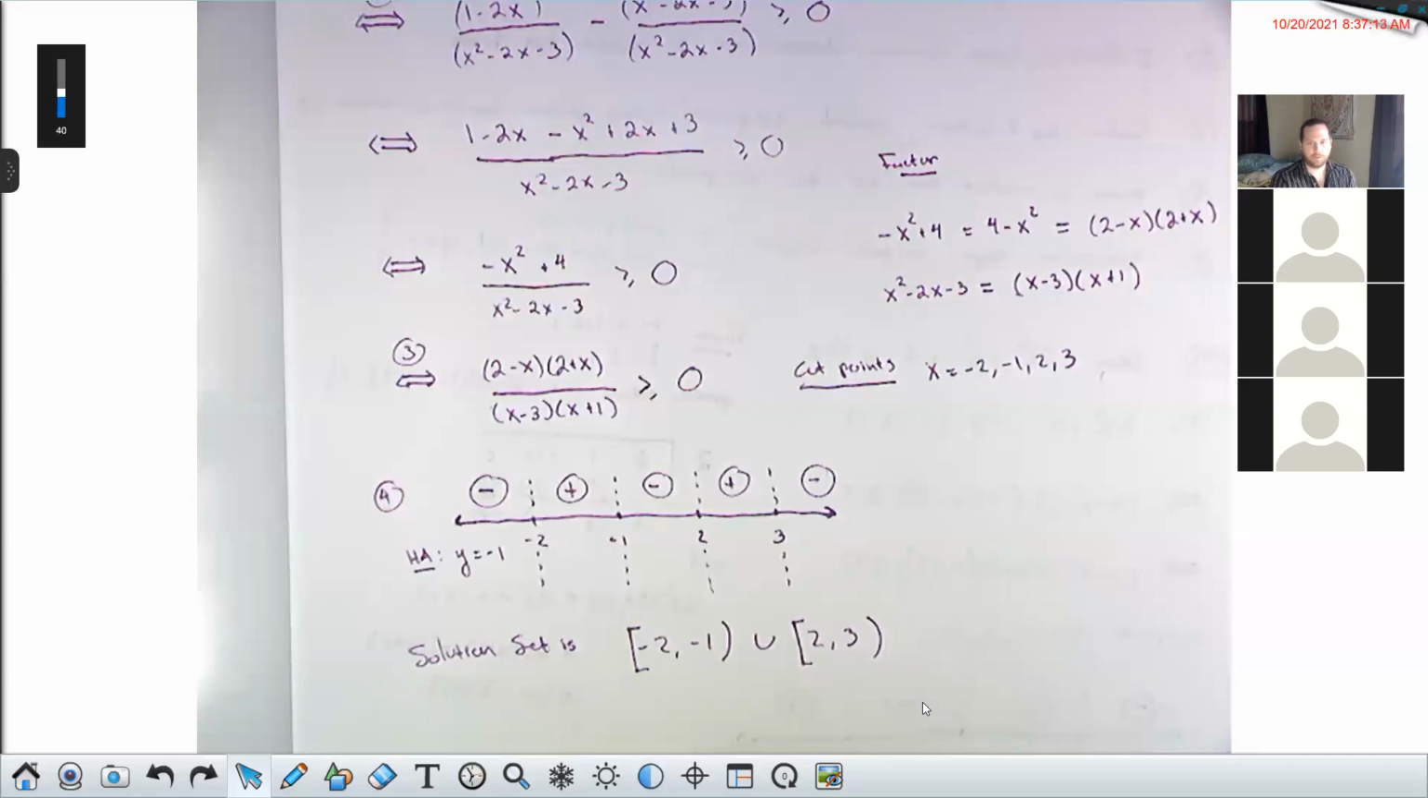I was wondering, when you found out whether it was positive or negative, why did you just alternate them? Because each of these factors is a multiplicity 1 factor. So remember, if you have an odd multiplicity, you will change sign as you jump over that number. So that's really it. All of these were odd multiplicity factors. So every time I jump over one of these, we're going to change sign.